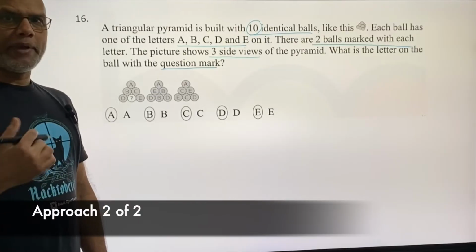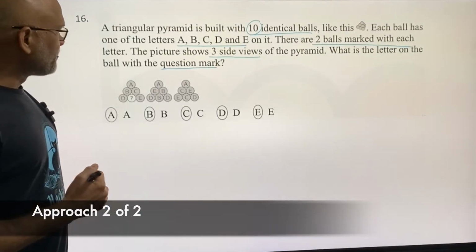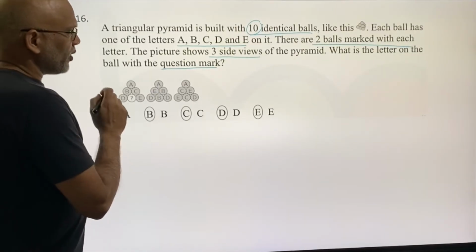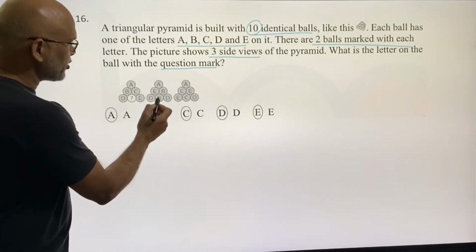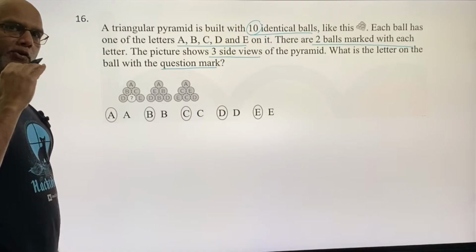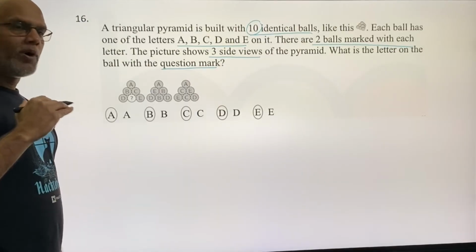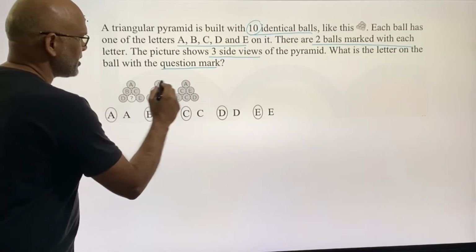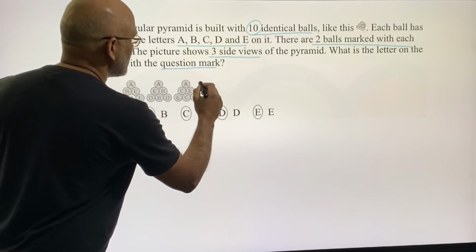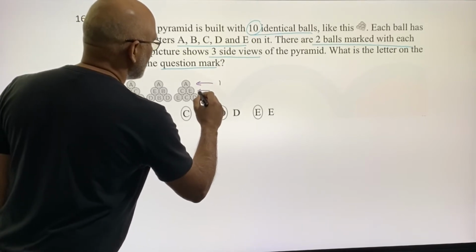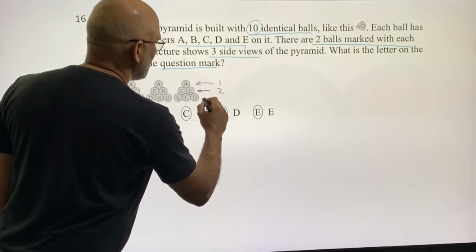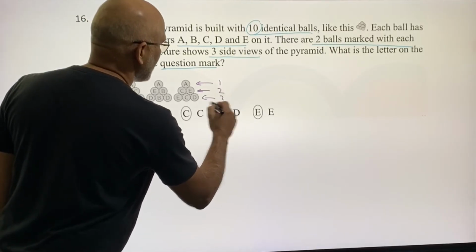There is another way we can solve this problem. As you can see, there are 3 layers of balls, right? And these are the 3 side views. So let me try to draw each layer one at a time. So this is the top layer. Let me call it layer 1. This is the middle layer, layer 2, and this is the bottom layer, layer 3.